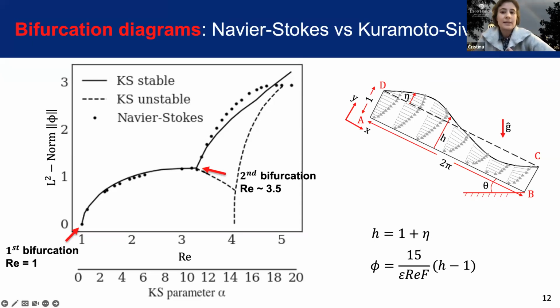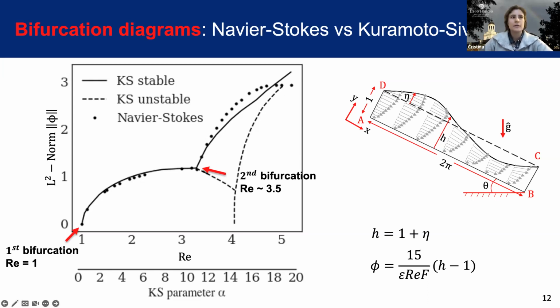Here it is represented as the L2 norm of the amplitude of the wave as a function of the bifurcation parameter, either the Reynolds number or the alpha parameter, because we know that they are related to each other. This bifurcation diagram allows us to show the limits of validity of the KS compared to the Navier-Stokes norm of the amplitude. Of course, in order to get this plot for comparing both solutions, we had to rescale them to one of the scales, in this case the Kuramoto-Sivashinsky scale of reference.